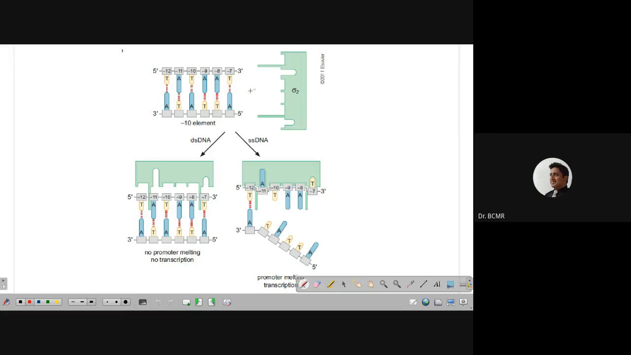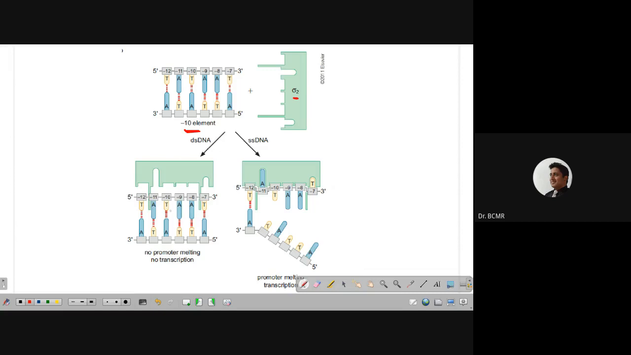Yeah, so sigma factor will bind, and what is shown here is the -10 region, which is going to be interacting with the sigma 2 part. It's a part of the sigma factor. Just for understanding, you can put it that way.